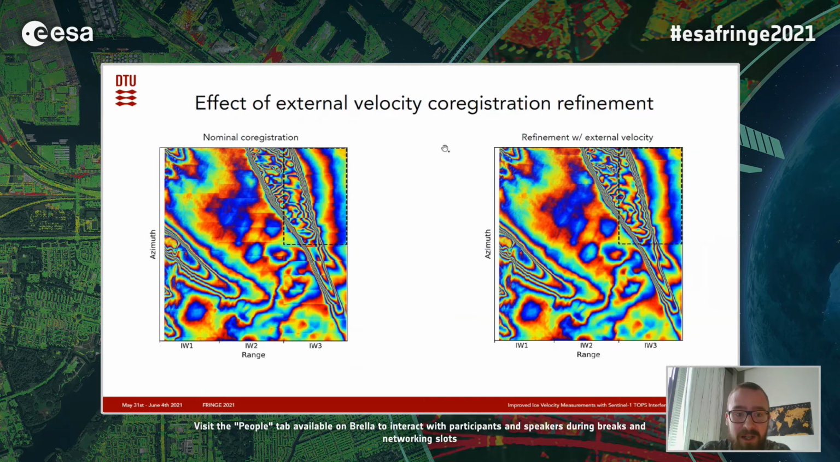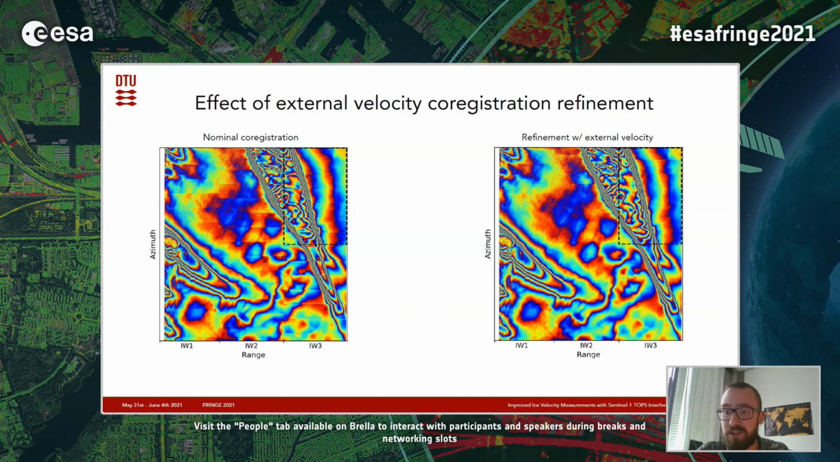So this is an example where on the left, we show the naive approach of simply using a co-registration based on orbits and an external DEM. And you clearly see all of these discontinuities aligning with the burst boundaries, at pretty much every burst boundary. Instead, on the right is applied the co-registration refinement based on an external velocity map, the PROMISE offset tracking multi-year map we saw earlier.